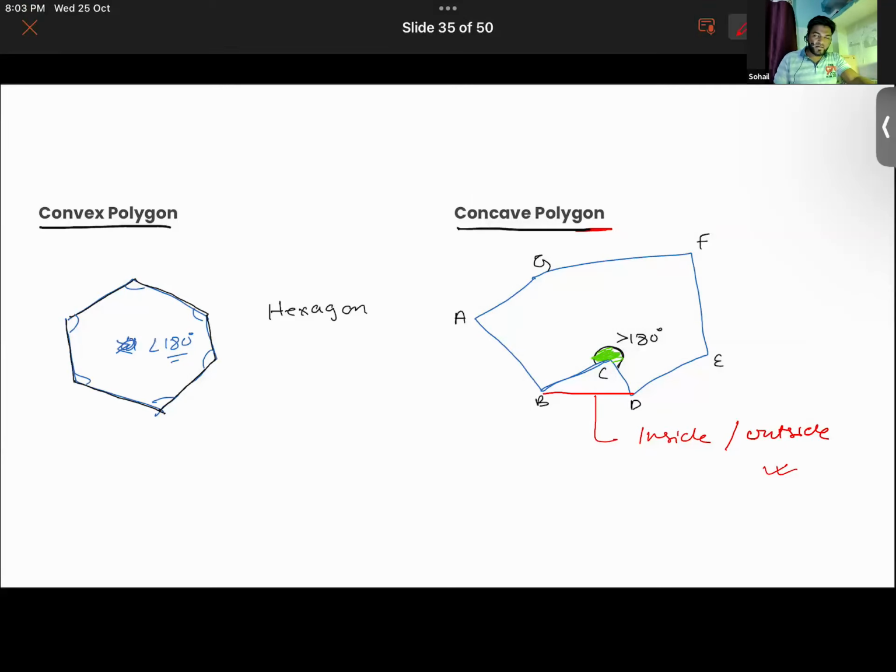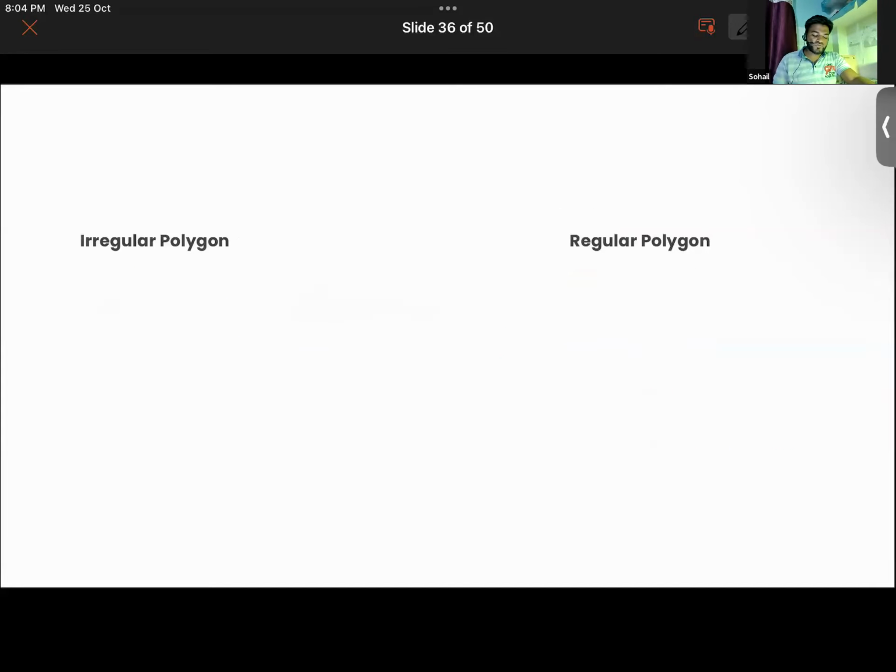Next thing is, if we join opposite vertices, A, B, C, join any opposite vertices, is the line outside the figure or inside the figure? So what are the diagonals in this? The diagonals will be lying inside the figure, always. And convex polygons are also of two types. But for that purpose, first I need you to understand irregular polygons and regular polygons. So what are these two now?